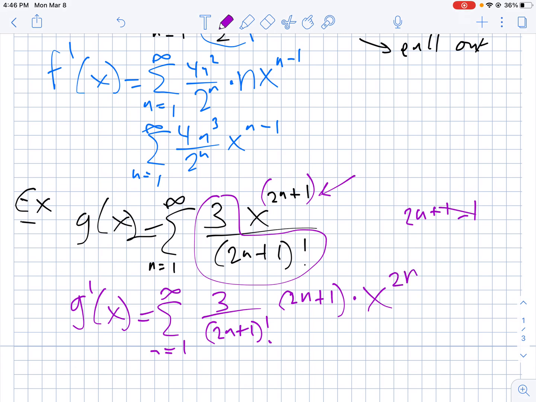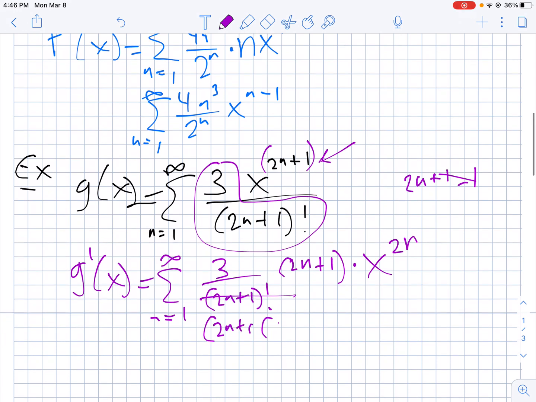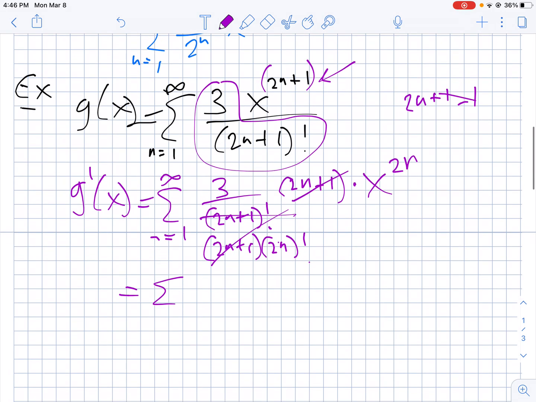Now, a lot of the cool kids are recognizing there's some cancellation here, right? 2n plus 1 factorial is just 2n plus 1 times 2n factorial. Remember, you just go down by 1. And then you're recognizing, oh, I could just cancel those terms. So you just end up getting this sum of 3 times x to the 2n divided by 2n factorial, because you could just go down 1 and cancel the factorials.